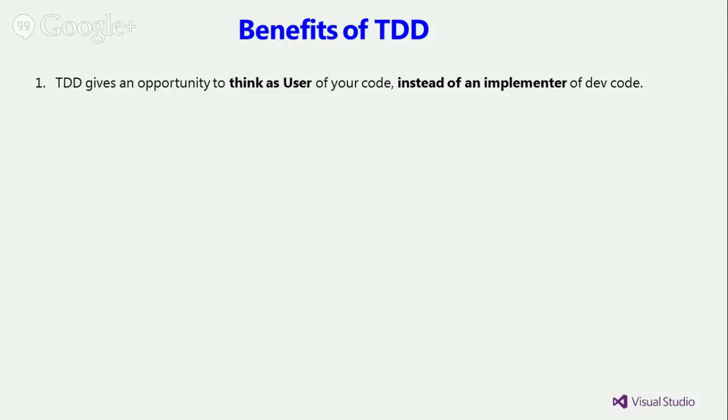You are as equally responsible to test your own code as a QA team member is. So if you back your code with tests while you are coding, there are more chances that you will have no bugs or no issues at all. TDD gives an opportunity to think as a user of your code instead of an implementer of dev code. That means you are not only coding, you are also testing it.